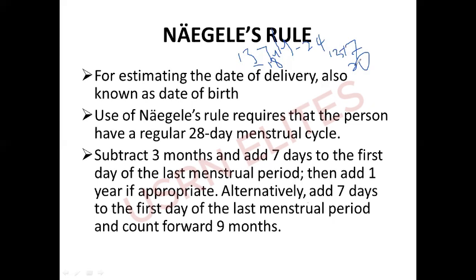In counting 3 months backwards, we start from July. So we move to June. The first month will be June when you are counting backwards. So June, then you go to May, then you go to April.